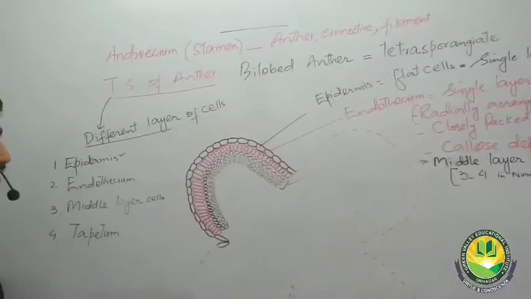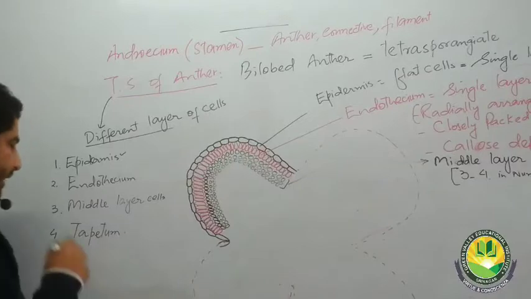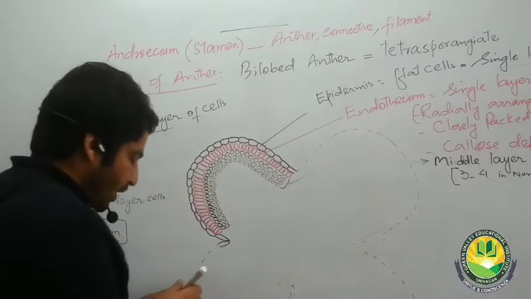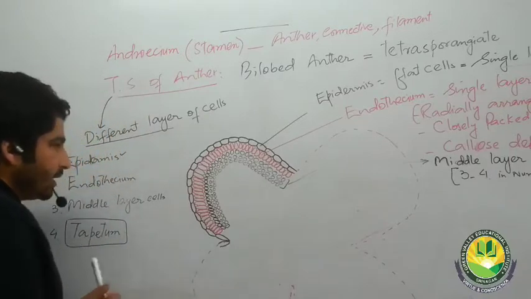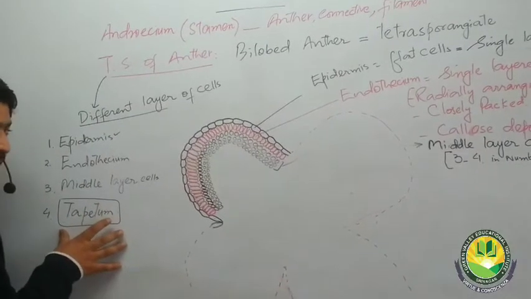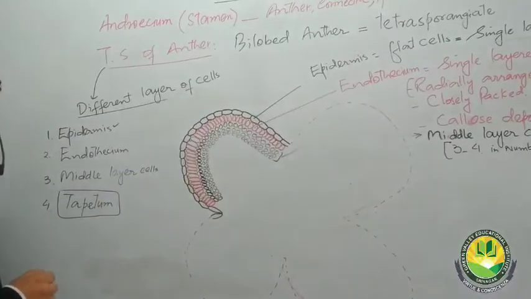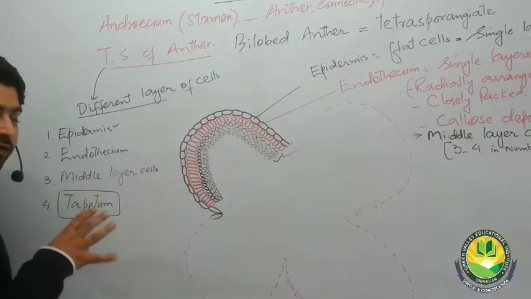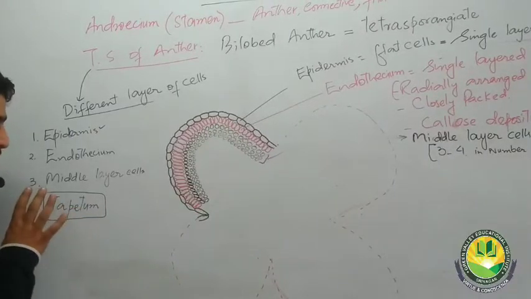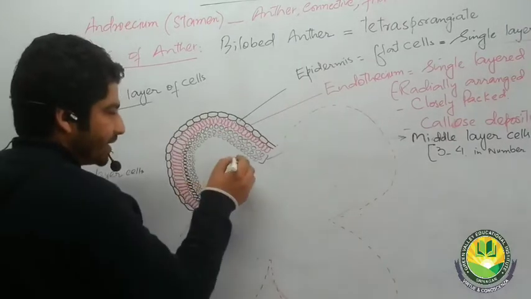Now, in the interior of the TS of the anther, we found a very important layer, that is the tapetum. Inside this, we have the sporogenous layer. The tapetum surrounds the sporogenous mass of cells, from which we get the development of the male gametophyte, that is, the development of the pollen grains or the microspores. So the tapetum surrounds the sporogenous mass of cells like this.